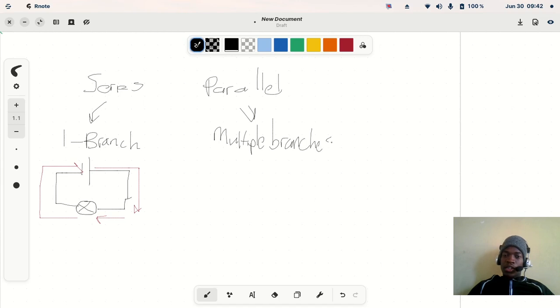Now what this essentially meant is that we would have our current divide itself into two or more pathways. So for instance, you can have an arbitrary circuit like so. Okay, and then it can branch into two like that, and you can have one light bulb there, and you can have one light bulb there, and then it closes like so.